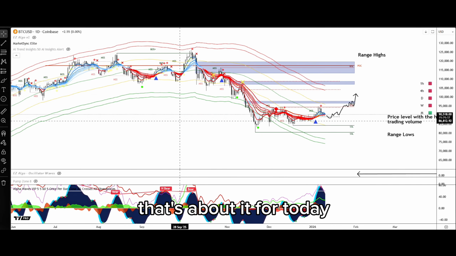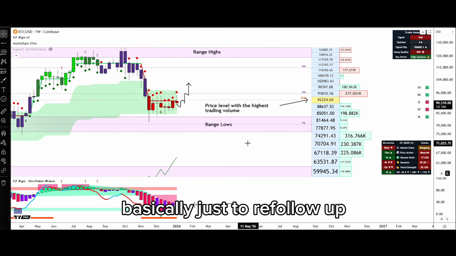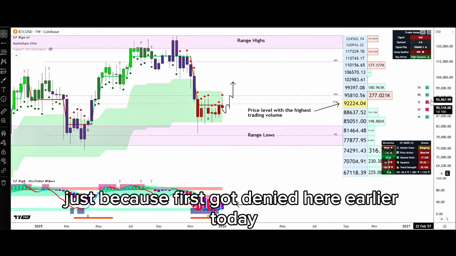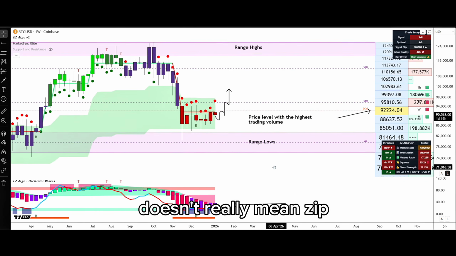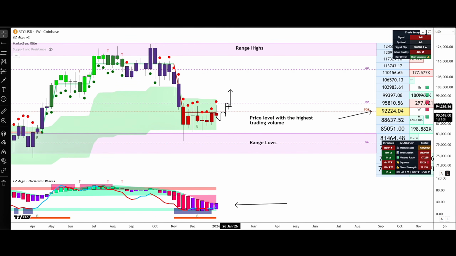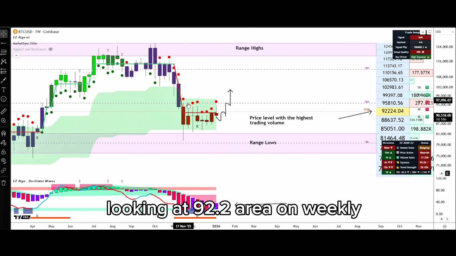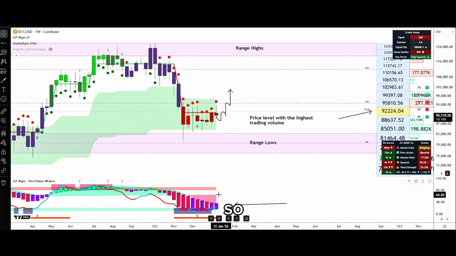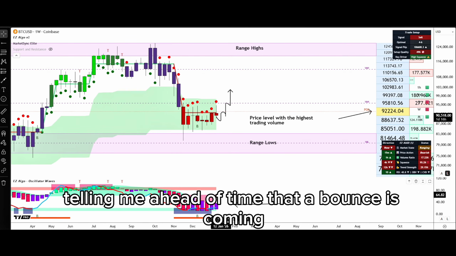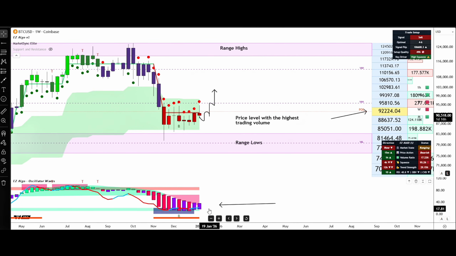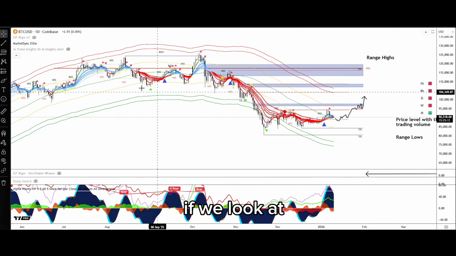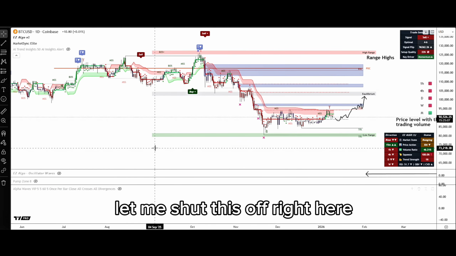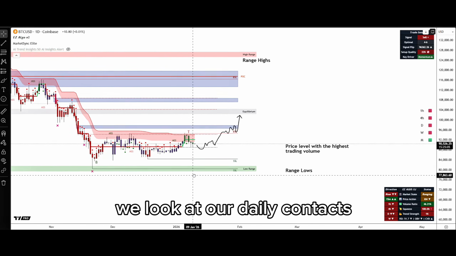But yeah, that's about it for today. So basically, just to re-follow up, we're still in a range. Just because price got denied here earlier today doesn't really mean zip. Looking at the 92.2 area on weekly, and then we can get that up. Our oscillators bottom out, so it's pretty much telling me ahead of time that a bounce is coming. It's just going to take its time, right? And if we look at, let me shut this off right here, and we look at our daily context.